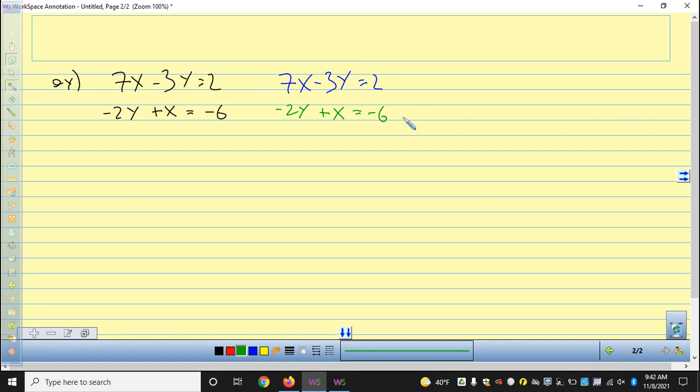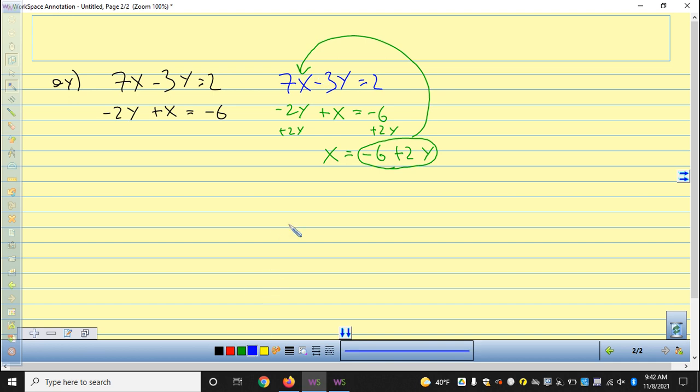The bottom one, because this is just an x, so if I get rid of this negative 2y, I have x by itself. So I'm going to add 2y to both sides here. In my green equation, I get x equals negative 6 plus 2y. Now I have x by itself. And now I'm going to take this, and I'm going to plug it in here into the other equation for x.